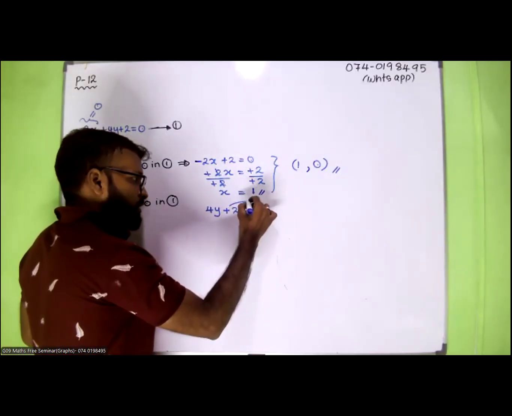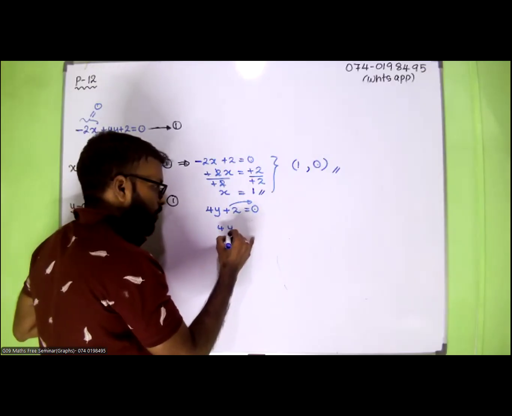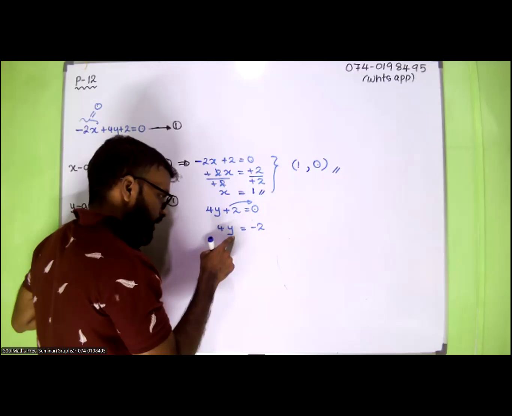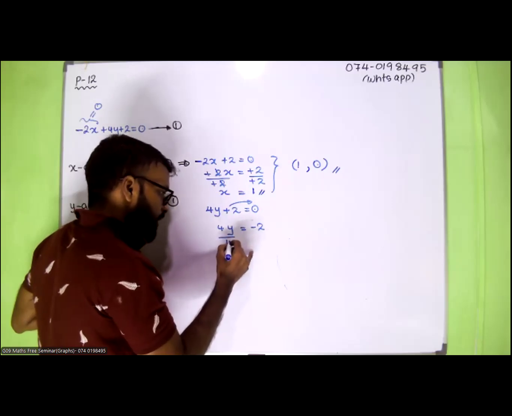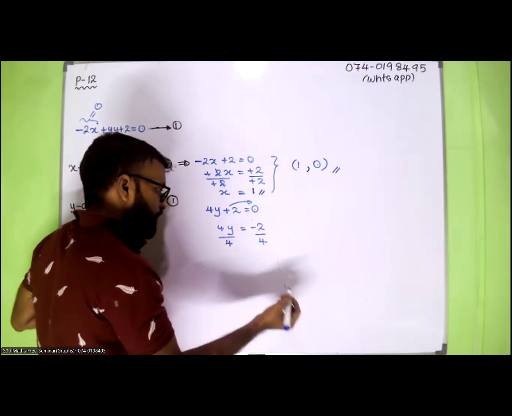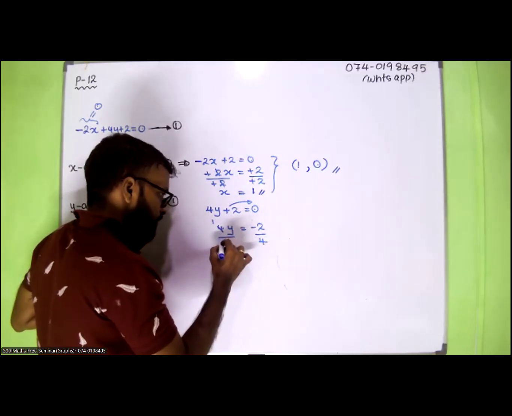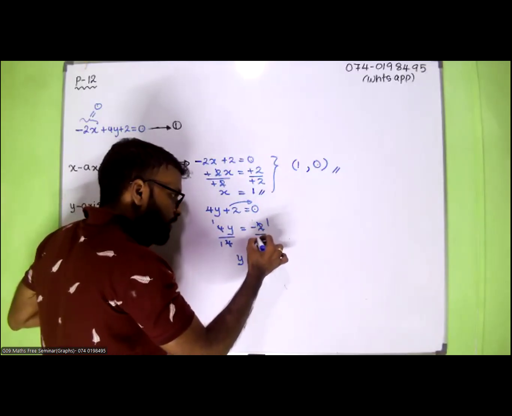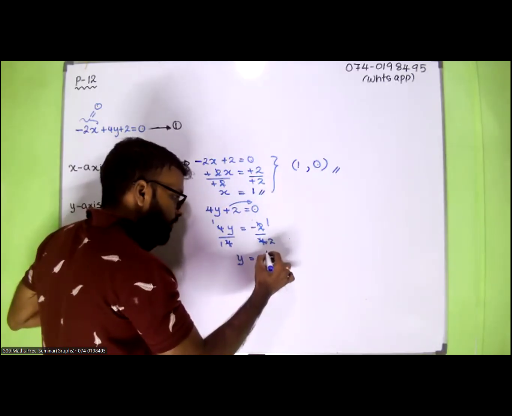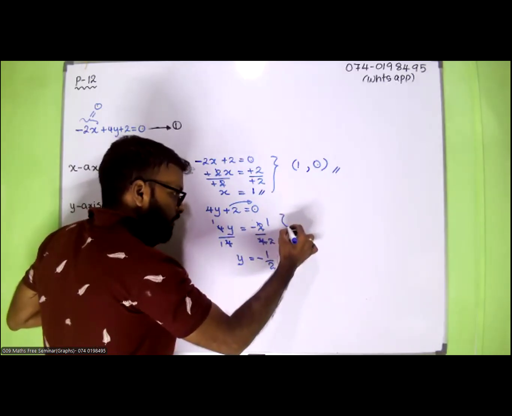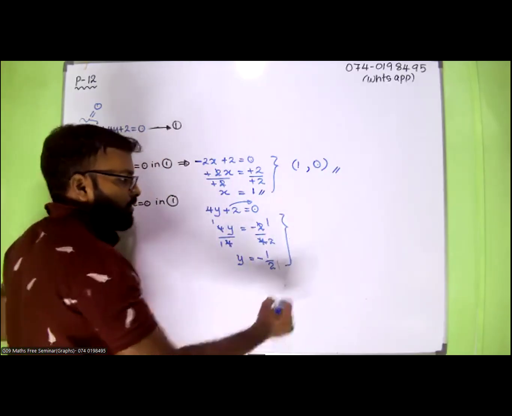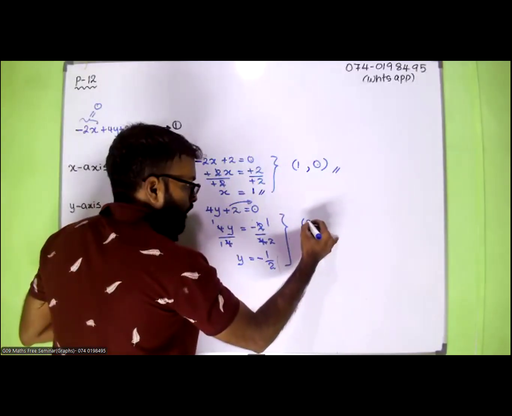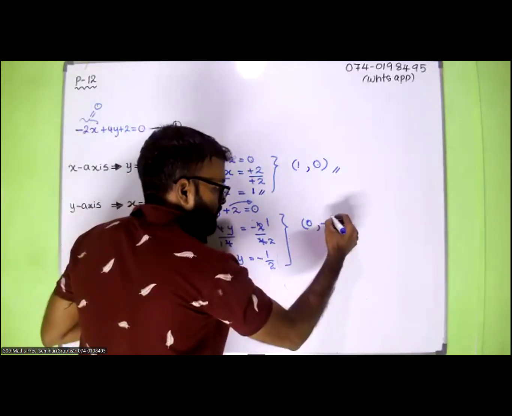So I am going to take this term to the other side. 4y equals minus 2. I want to find the value of y, so divide both sides by 4. Y equals minus 2 over 4, which is minus half. So you can write x coordinate 0, comma, y coordinate minus half.